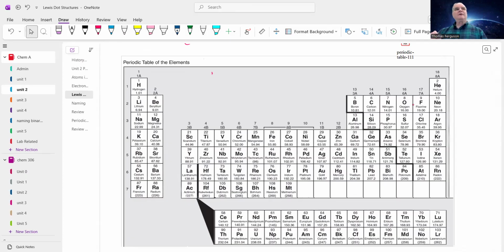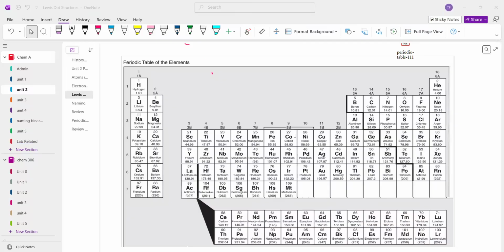Okay, so to figure out how many valence electrons we have, we need to look at... that was fun. Where did it go? The wonders of modern technology.